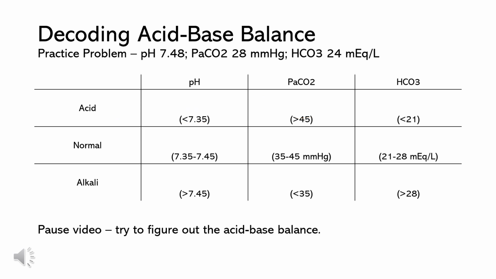Let's try another practice problem. In this one, your pH is 7.48, your PaCO2 is 28 millimeters of mercury, and your HCO3 is 24 milliequivalents per liter. Pause the video, try to figure out the acid-base balance.